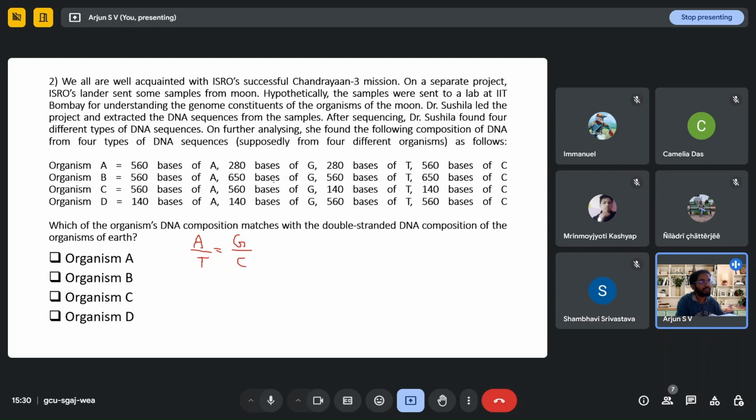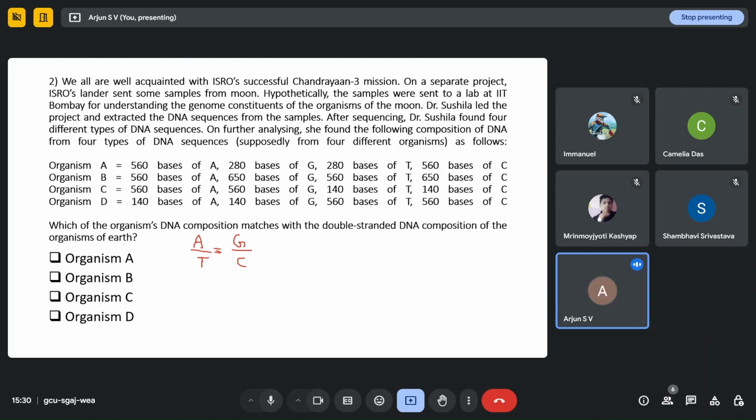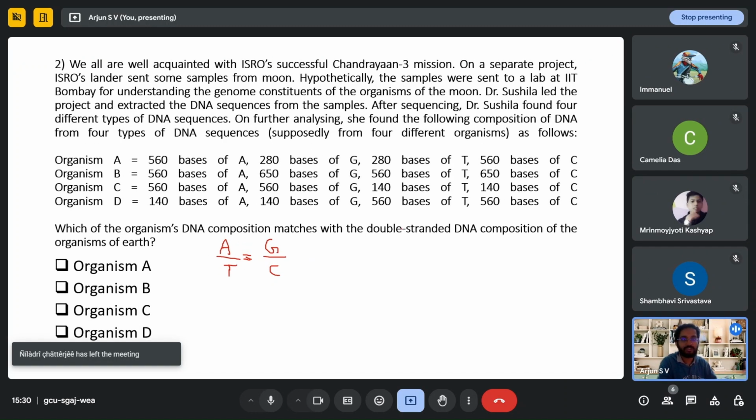Among these four organisms, you just have to plug in the values of A, G, T, and C and see which one matches this formula. Whichever one follows this rule is going to be your Earth organism. So, which one of these do you think will follow Chargaff's rule?